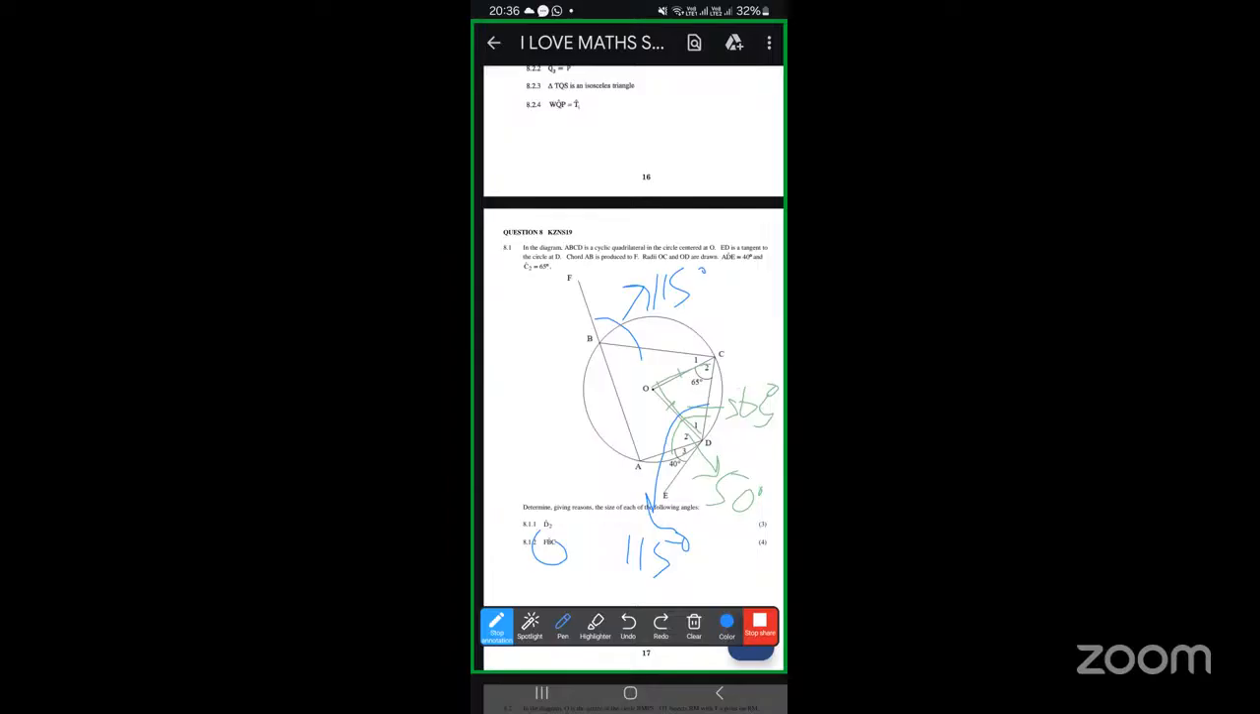Do you guys understand what I did to find the size of angle FBC? Yes, sir. Okay, what about others? Do you guys understand it? Yes, sir. Okay, then thank you. We can just proceed to the other problems.